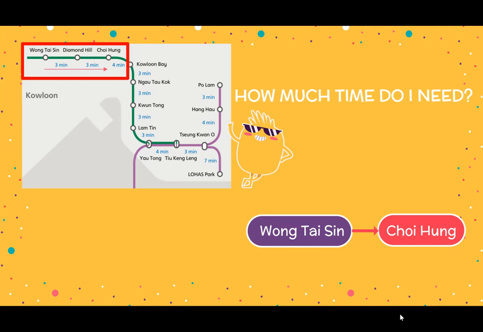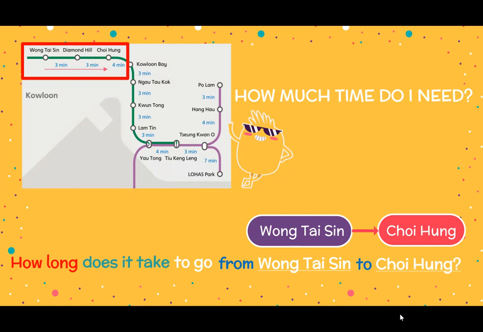Are you ready to check the answer? You need the question word how long, the verb does it take, the to infinitive to go, from the starting point Wong Tai Sin to the destination Choi Hong, and of course a question mark in the end. Now repeat after me. How long does it take to go from Wong Tai Sin to Choi Hong?